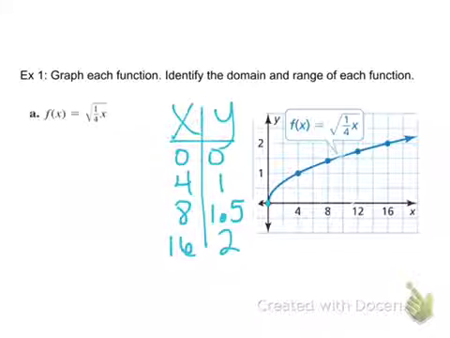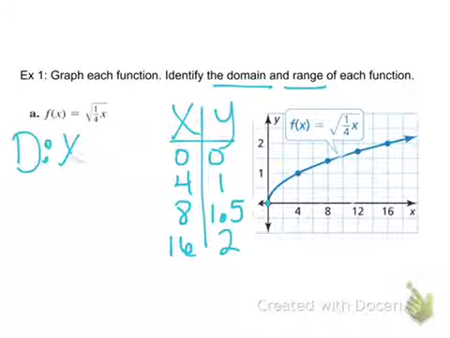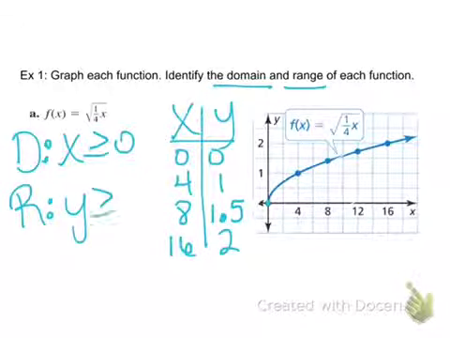So now it says identify the domain and range of each function. Well, this is a square root function. So our domain is going to be x is greater than or equal to 0. And our range is y is greater than or equal to 0. Okay.